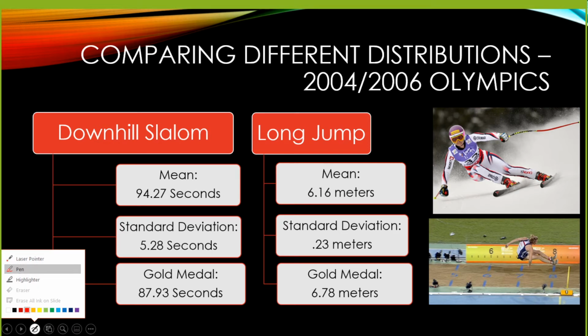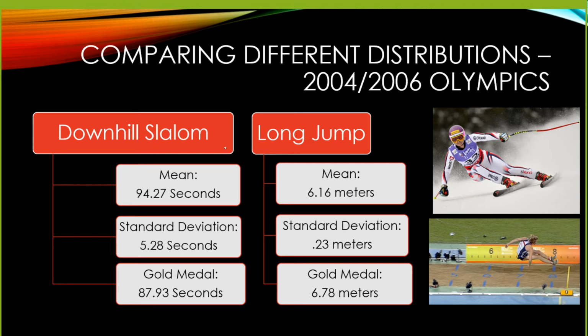The results are really impressive for the long jump, and you can't really tell for the downhill slalom because it kind of depends on the course. But I've got our average, our standard deviation, and then what the gold medalist score was. We can see how many standard deviations above average the gold medalist was, to see how impressive the gold medalist score was compared to other people in their sport, to do a comparison between two completely different sports.